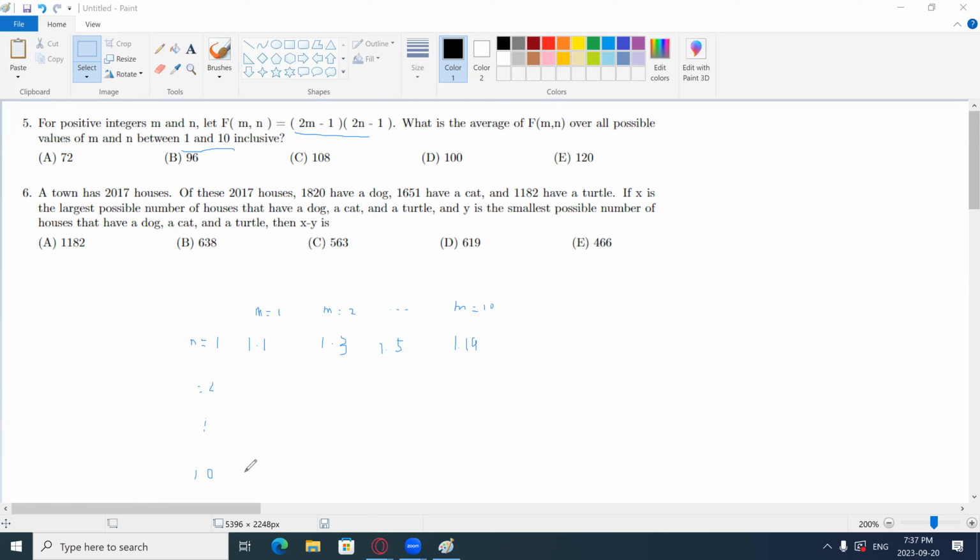Okay, so using the same logic, we can figure out that 2n minus 1 would change, and it would again be all the odd numbers, which is 1, 3, until 19, and m wouldn't change. The same applies to this row, except this 1 becomes 3.